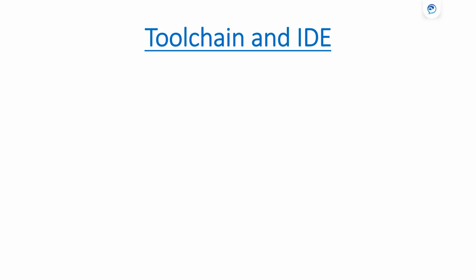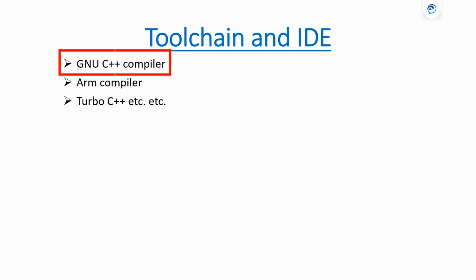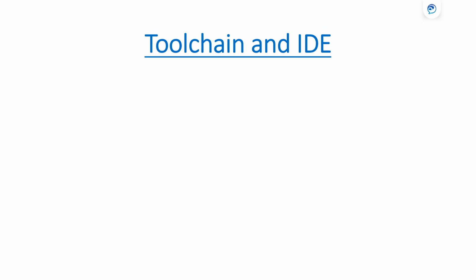Now, to compile our C++ code, there are so many compilers available. For example, GNU C++ compiler, ARM compiler, Turbo C++ compiler, etc. I'll be using the GNU C++ compiler. The reason behind that is that it is free of cost and available for all the platforms as well.